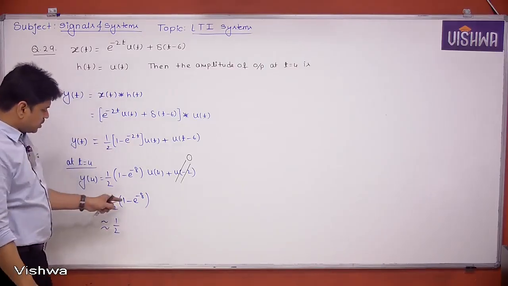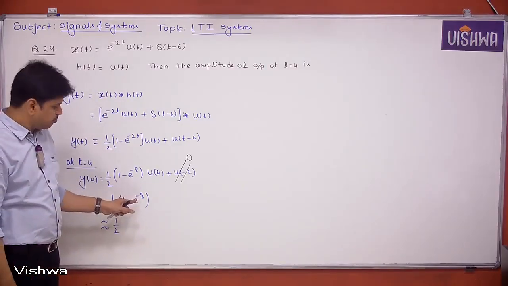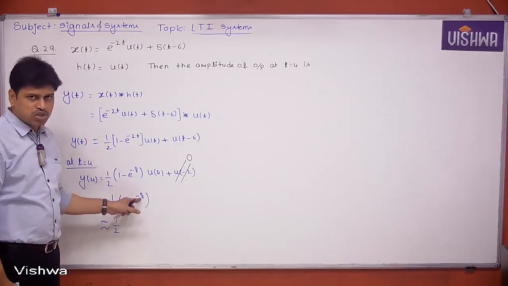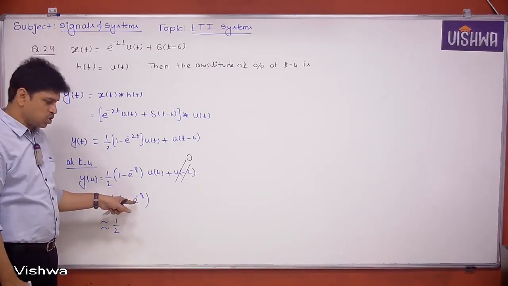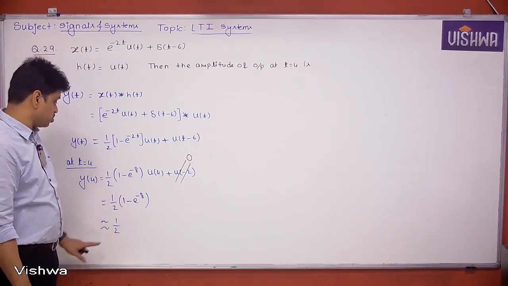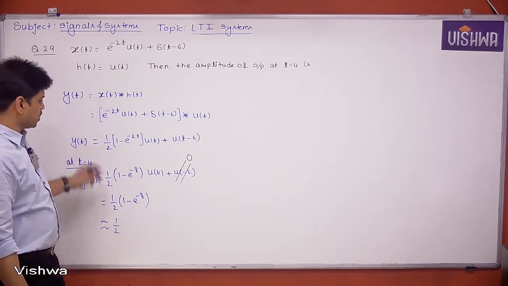So finally this is approximately equal to 1 by 2. How? Because 1 minus e power minus 8, e power minus 8 is almost equal to 0 because it is a very low value. So 1 minus almost 0 is 1 only. So it is approximately equal to 1 by 2. Okay, take it.